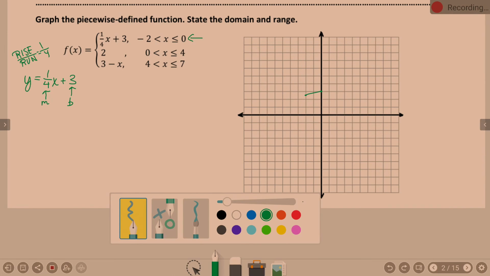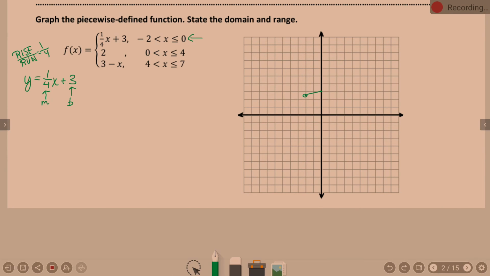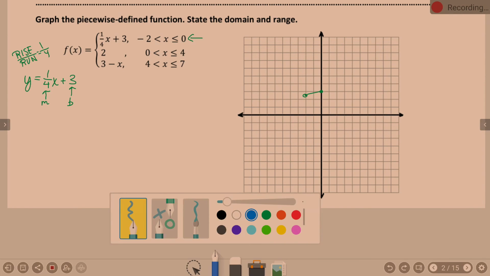What about your endpoints on this line? The first one is open, the second one's closed. Okay, at -2, it is an open circle. At 0, it is a closed circle, and that's because of not equal to and equal to. Okay, you ready for the next one? Okay.